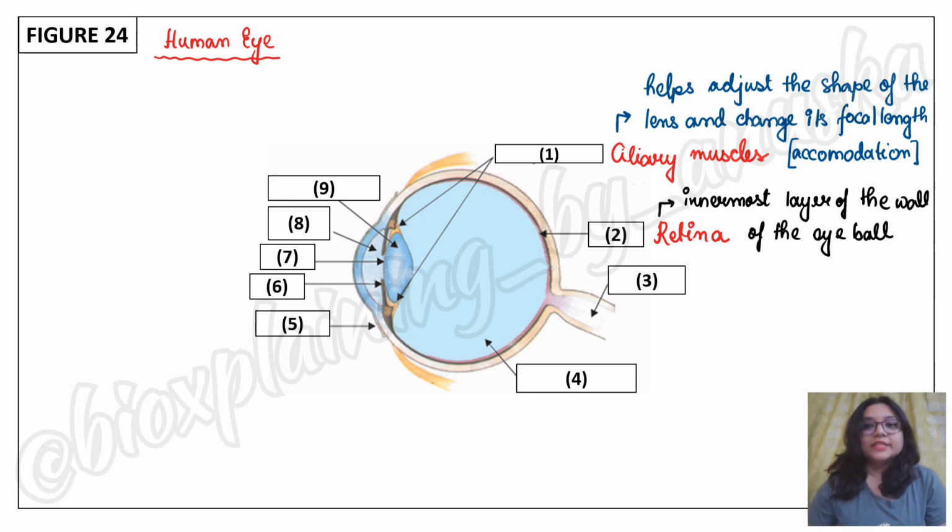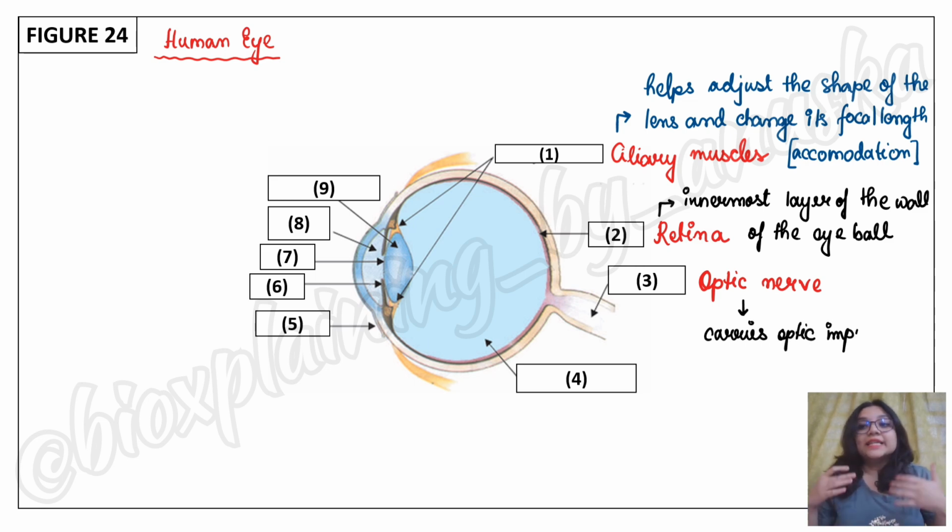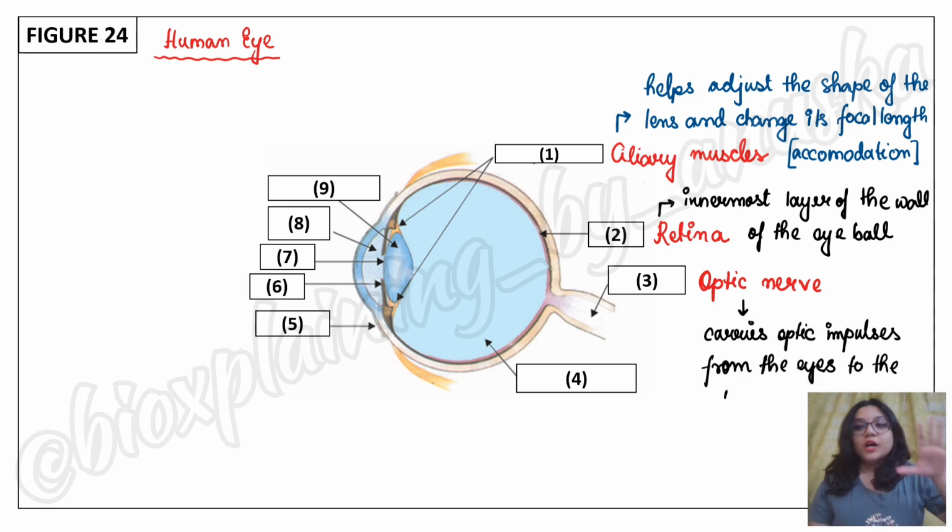Okay, right? Then next क्या रहता है? Then next रहता है number 3 is the optic nerve. Right? Optic nerve का क्या role है? Optic nerve has the role कि it carries optic impulses from the eyes to the brain.